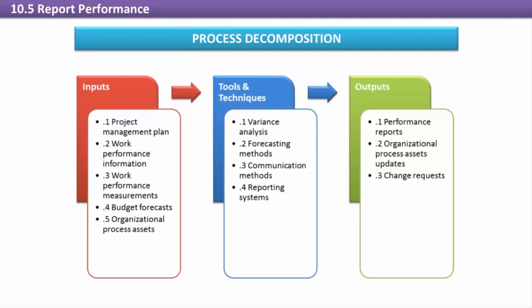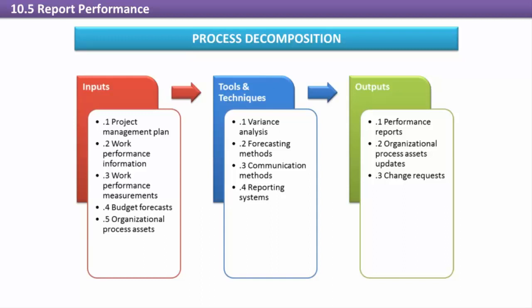The report performance process can sometimes be confused with the distribute information process, but there are some key differences. Distribute information is concerned with general project information, such as meeting minutes, issues, and correspondence. Report performance focuses on performance reporting against baselines, such as scope, schedule, cost, or quality.